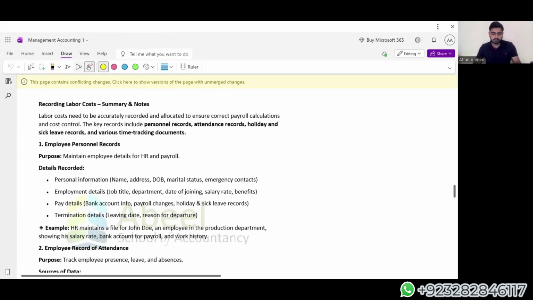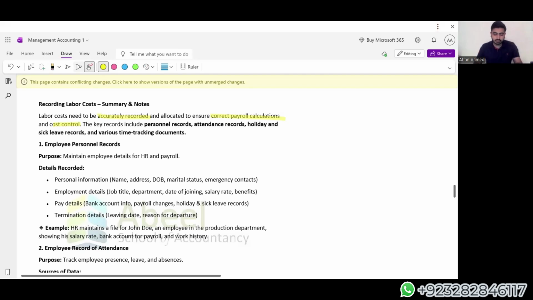Okay, so labor cost needs to be accurately recorded and allocated to ensure correct payroll calculations and cost control are done. Okay, so correct payroll calculation and cost control can be done. If I am recording my payments to the particular employees correctly and I am having a record of it, would I not be able to understand, develop knowledge, and interact with them and try to reduce the cost of the complete labor that we have?